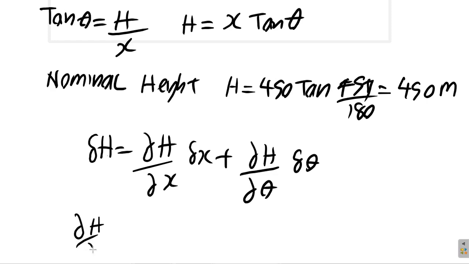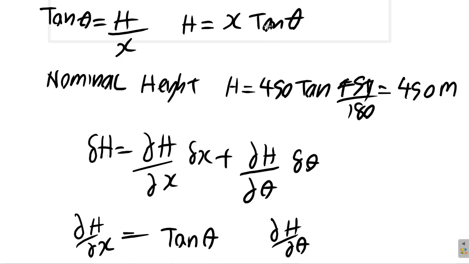Delta height by delta x is equal to, well, we're treating tan theta here as just a constant. So when you find the derivative with respect to x, a number times x gives just the number, so it's tan theta. What is the partial derivative of height with respect to theta?